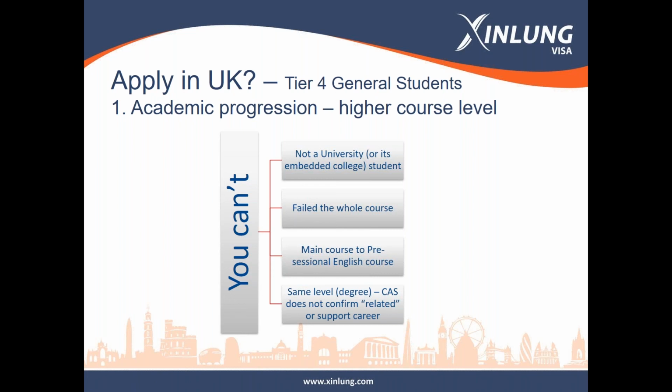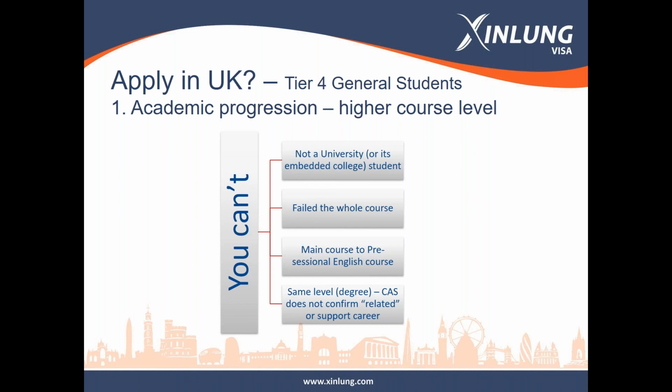So if you were given a visa to come to the UK to study a bachelor's degree course, but you failed to achieve the degree, it means that you're not qualified to extend your visa here. Another case is if you already study a main course. Main course usually means an academic course, like a degree level course, for example.